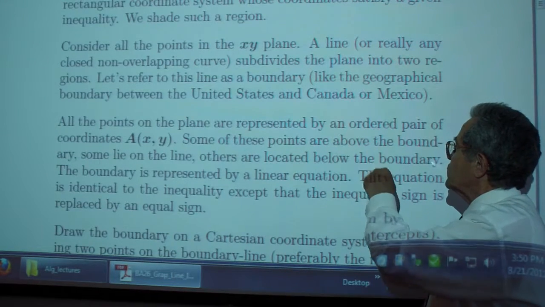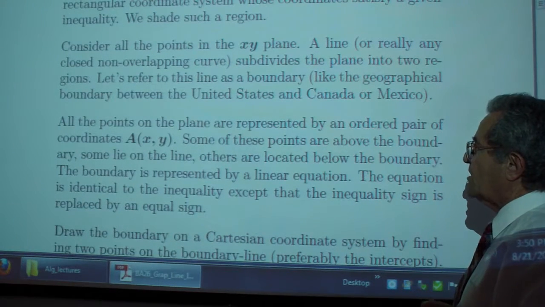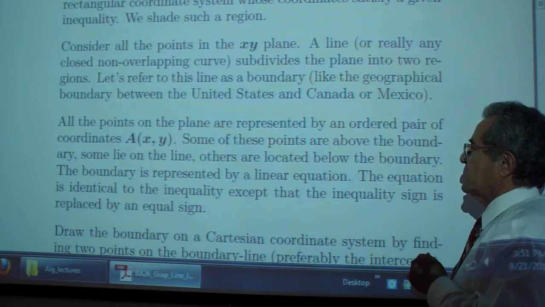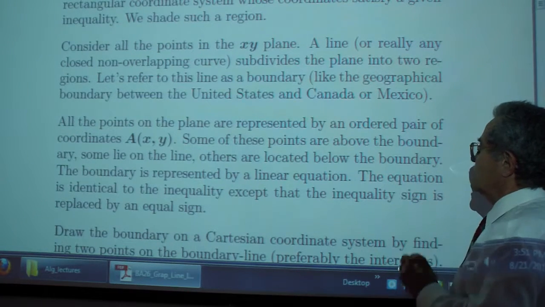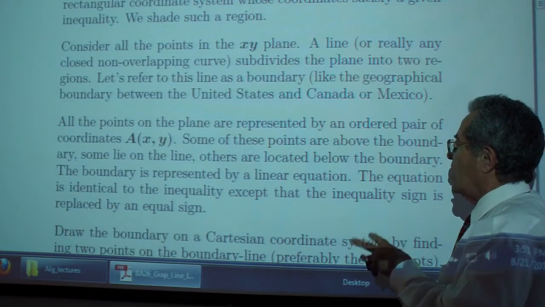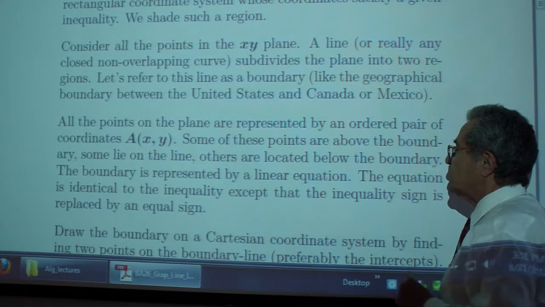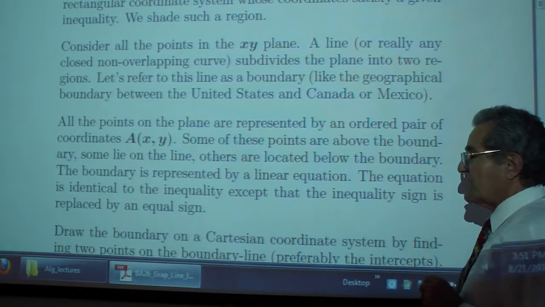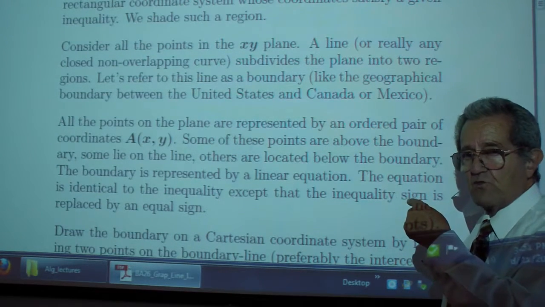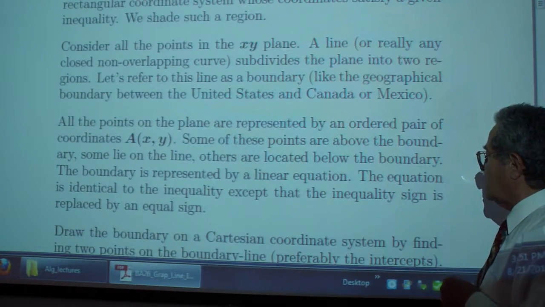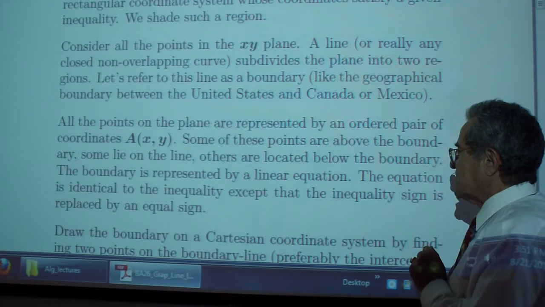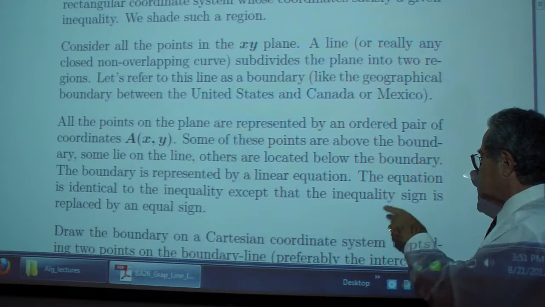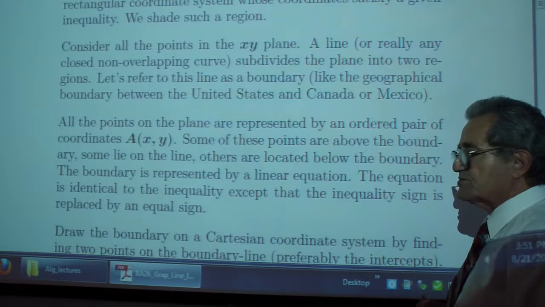All the points on the plane are represented by an ordered pair of coordinates, x, y. Some of these points are above the boundary, some lie on the boundary, and some are located below the boundary. The boundary is represented by a linear equation, at least the way we are doing it right now. The equation is identical to the inequality, except that the inequality sign is replaced by an equal sign.